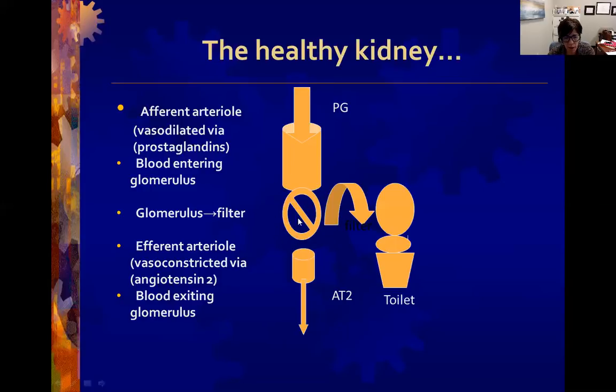And the blood then comes out through the efferent arteriole, E for exit. And that remains in a vasoconstricted state, which makes sense because the blood flow coming in, you don't want it all to pour out into the toilet. You want to reabsorb some back into the system, and you want to put some into the toilet. So that's the healthy kidney. That's the way it works, which again makes sense because you want this constricted as the blood comes in.